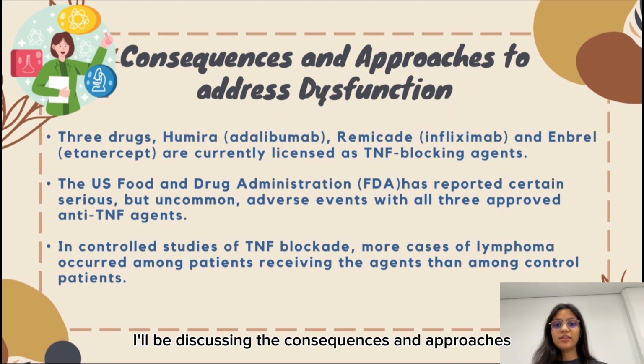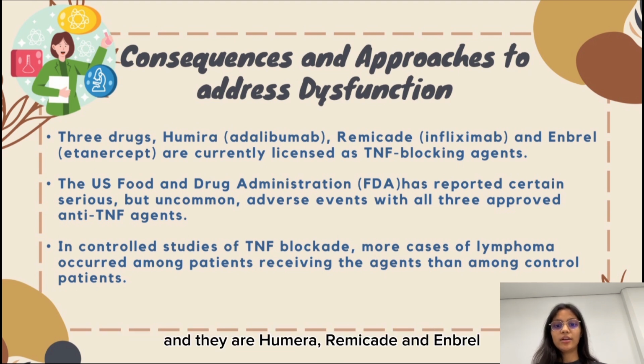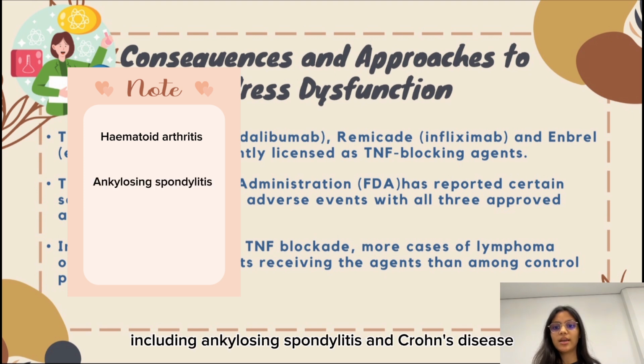I'll be discussing the consequences and approaches to address the dysfunction. There are 3 drugs which are currently licensed as TNF blocking agents, and they are Humira, Remicade, and Enbrel. They are used to treat rheumatoid arthritis and other inflammatory diseases, including ankylosing spondylitis and Crohn's disease.